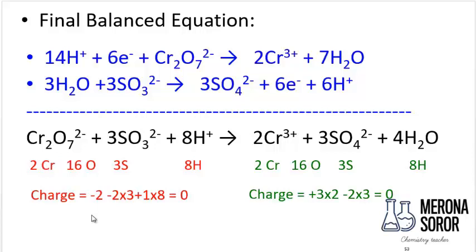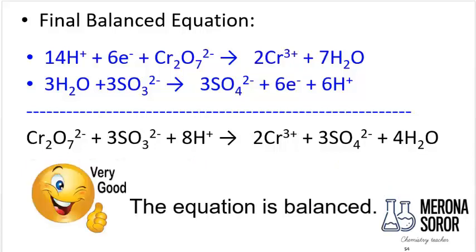Now we check the charge. The first species carries 2 negative charge, the other carries 2 negative charge multiplied by 3, and the last one has positive charge multiplied by 8. So the net charge is 0. In the product, chromium charge is 3 positive multiplied by 2, and sulfur has 3 species multiplied by 2 negative, so the net charge is also 0. Very good. The equation now is balanced.